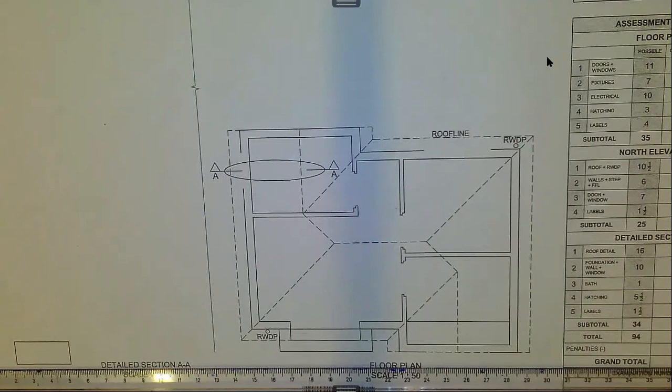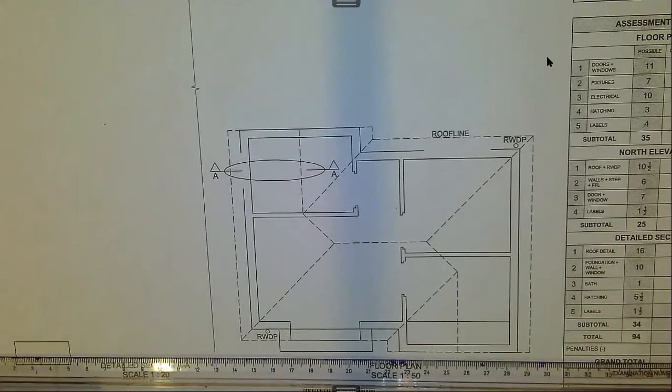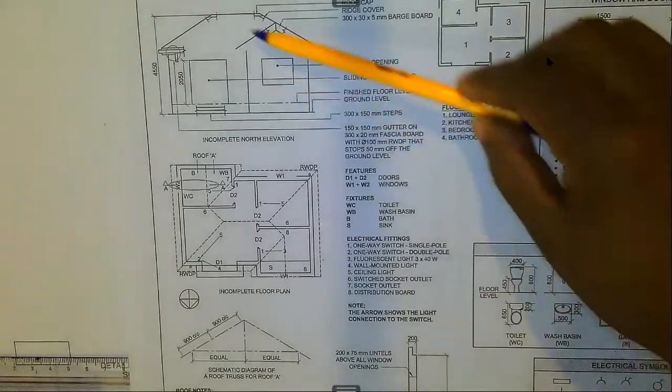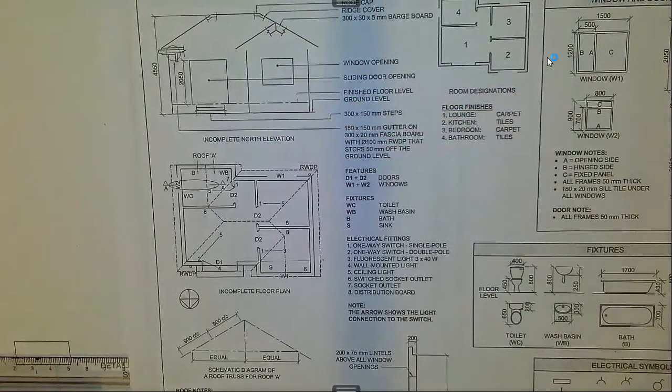Right, this is what we have today. We have got a floor plan. We want to complete the floor plan by looking at the following. It's question number 4, civil drawing. The given information, the incomplete north elevation. Right, if we bring this one like that. So this is the incomplete north elevation.